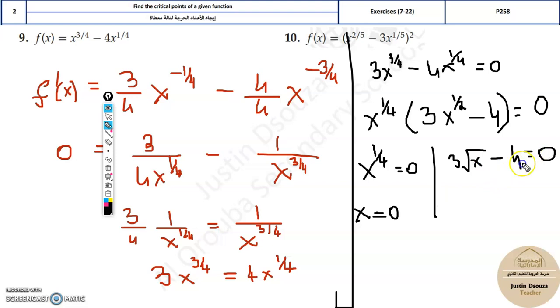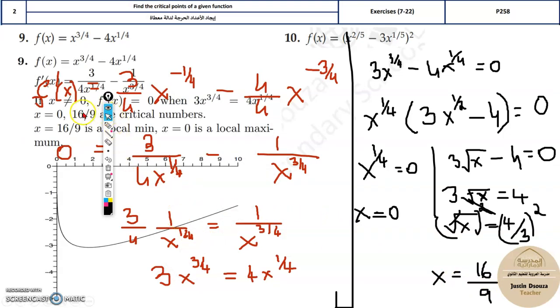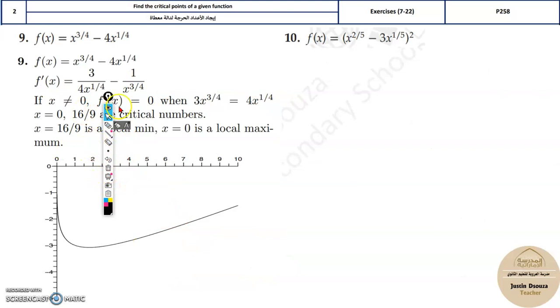Now take this 4 to the other side. 3 square root x equals 4. And now it's not over. Take the 3 to the other side. It'll be division. Square root x is equal to 4 by 3. Now square both sides to remove the square root. This cancels and this cancels. It'll be x is equal to 4 squared, 16, divided by 9. So these are the two critical numbers. x is 0 and x is 16 by 9. And yes, these are the two critical numbers, 16 by 9 and 0.